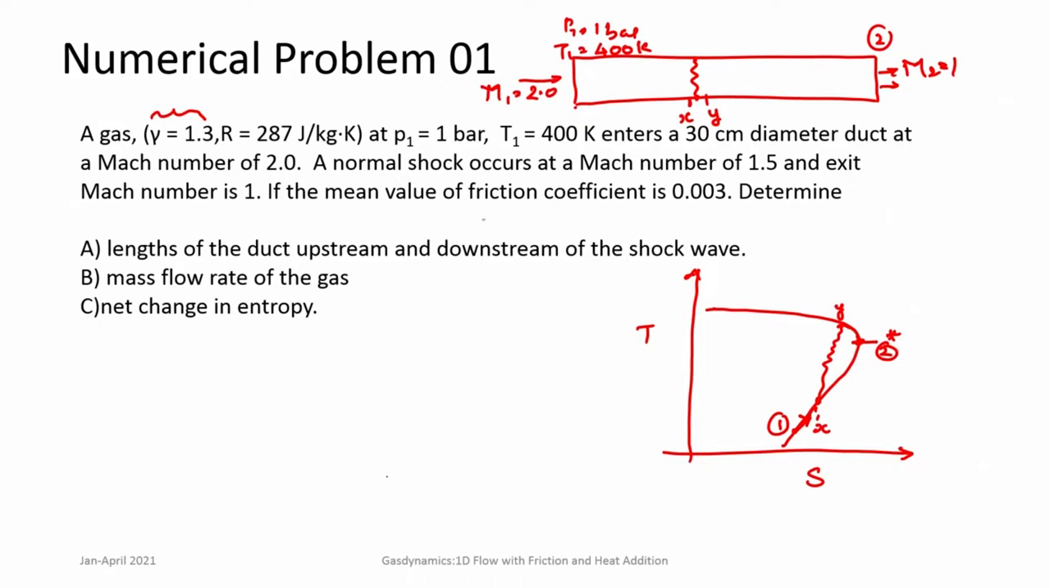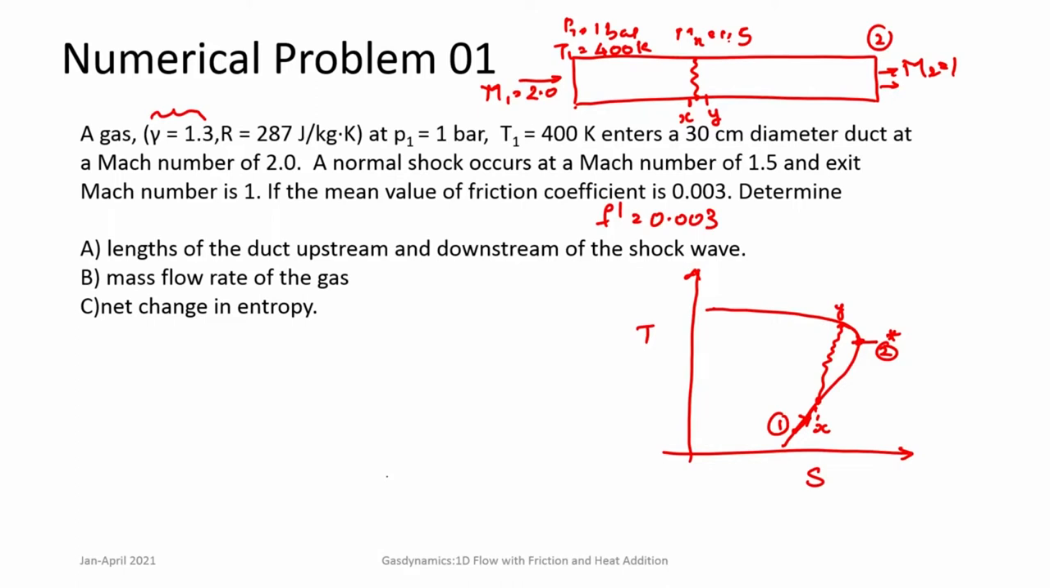The mean value of the friction coefficient f is 0.003. Determine the lengths of the upstream duct and downstream duct of the shock wave. So, what is the location of the shock wave? We know the Mach number at which it is located, so Mx equal to 1.5. We also need to find the change in entropy, the mass flow rate of the gas and so on. So, let us look at this problem.